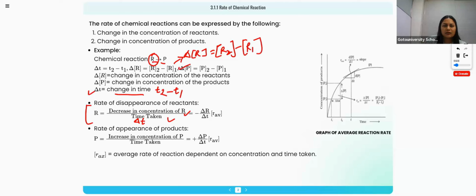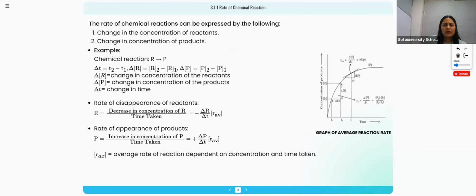Similarly, we calculate the change in molar concentration of product, right? P2 minus P1. That is, what is the concentration of product at the final stage minus the concentration of product at the initial state, right?